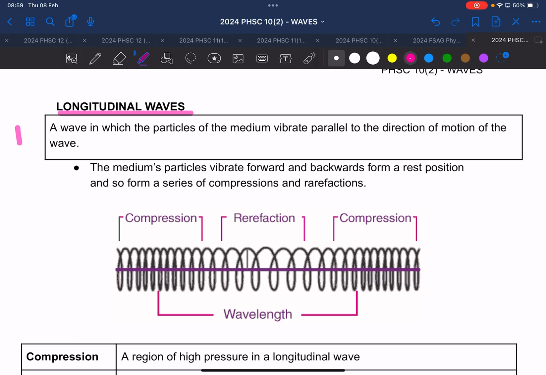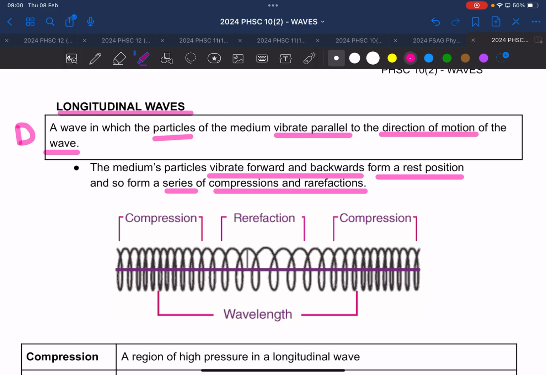A longitudinal wave is a wave in which the particles of the medium vibrate parallel to the direction of motion of the wave. So they move in the same direction. The wave moves left and right, and the particles move left and right. The medium's particles vibrate forward and backwards from rest position, and they form a series of compressions and rarefactions.